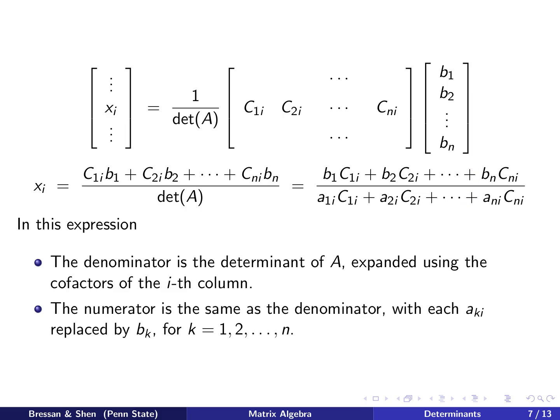So we see in this expression, the cofactors are the same, and what is different are the coefficients in front of them. More specifically, the denominator here is the determinant of A, and it's computed by expanding using the cofactors of the ith column. And the numerator here is the same as the denominator, where each of the AKI is replaced by this BK.